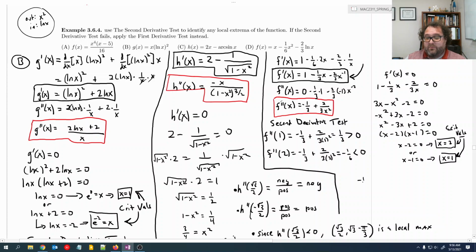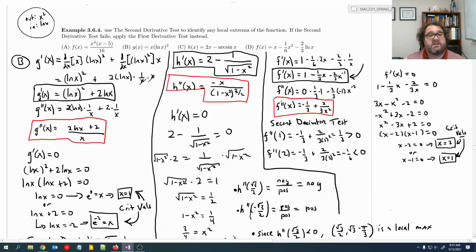We have negative 1/3 plus, okay, we have 2 over 12, which is 1/6. But negative 1/3 is like negative 2 over 6 plus 1/6. Yeah, negative 1/6. So we get a negative result. The first one was a positive result, and the second one was a negative result.